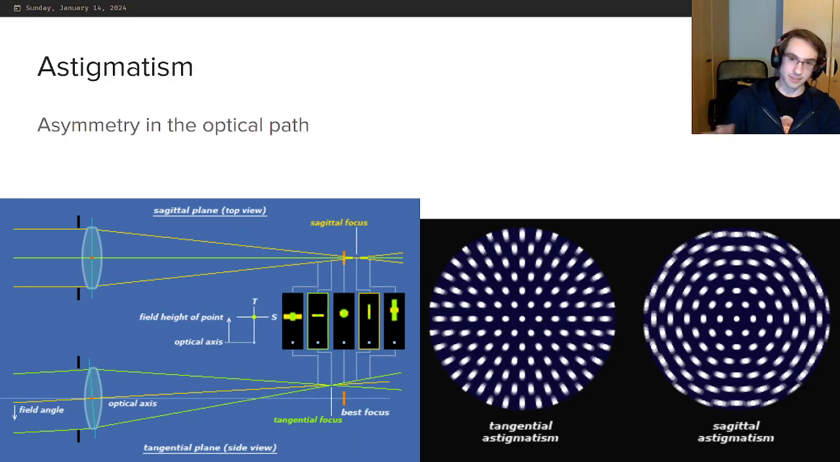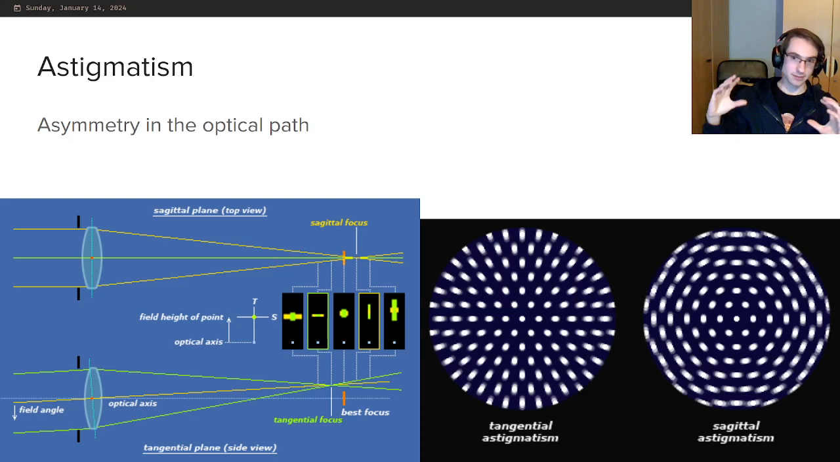And now I don't have any more diagrams because now things are getting a bit more complicated. Astigmatism is an asymmetry in the optical path. So what this means is that I now need two diagrams. I need a top view and a side view. So the beam that enters the telescope is a beam. It's three-dimensional. I can look at this from the top and I can look at this from the side.